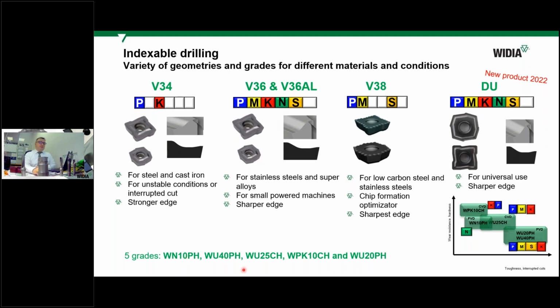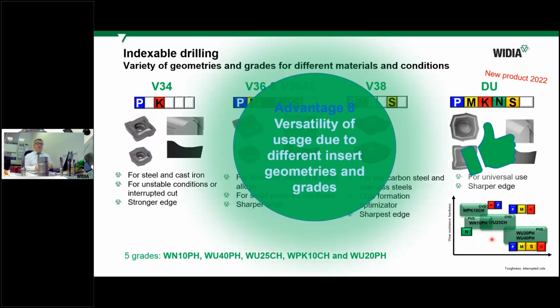And also different carbide grades, from the toughest one, for example W40PH, to WPK10CH with CVD coating for cast iron, and also a coated grade for aluminum, WN10PH. The combination of different inserts, different grades, and different chip breaking allows us to be more flexible and more universal in use.